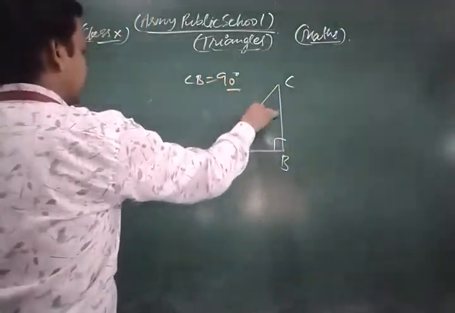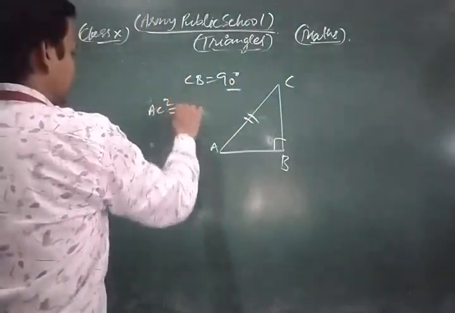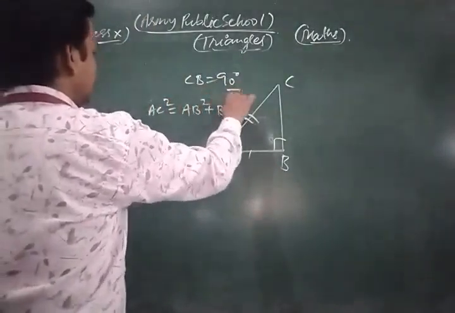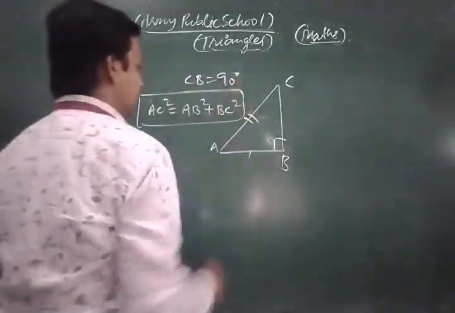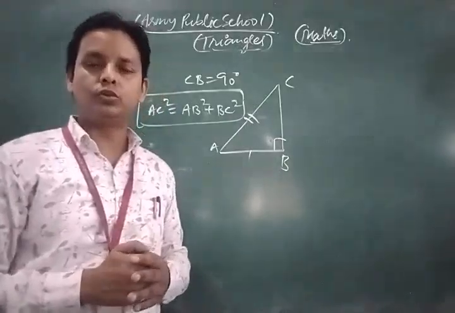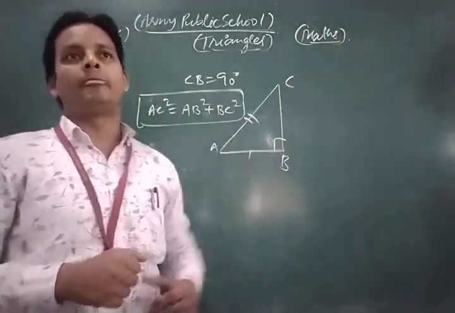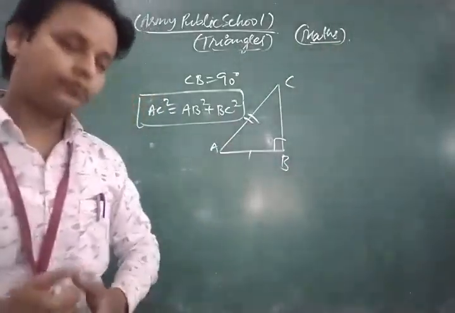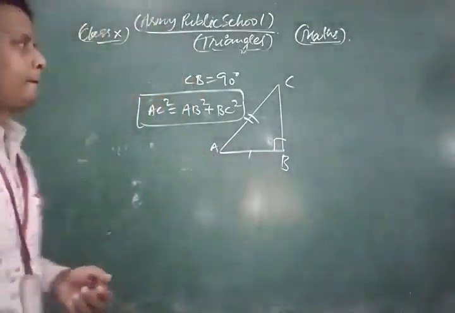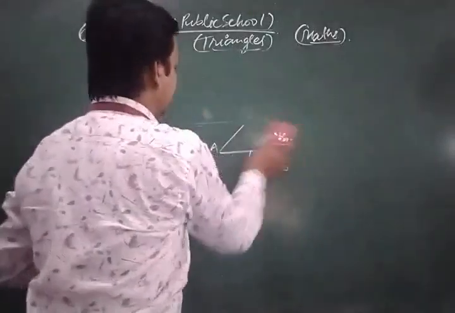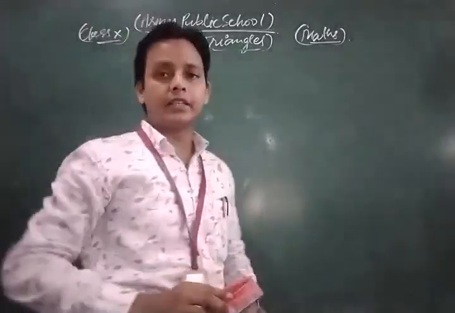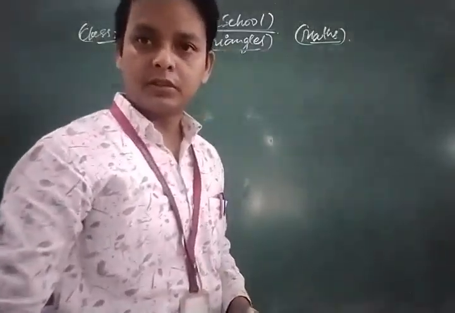Then in that condition, the square of the hypotenuse is equal to AB square plus BC square. It means the square of the hypotenuse of any right angle triangle is equal to the sum of the squares of the other two sides. This is the important concept. Now we take and solve some important NCERT questions based on this topic.